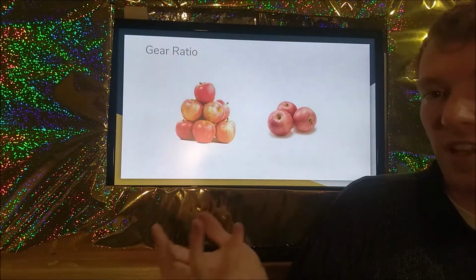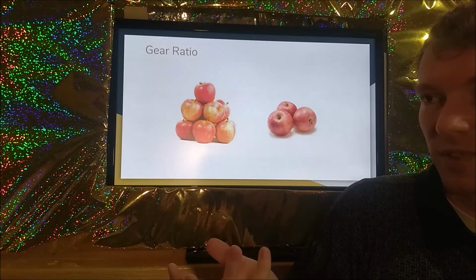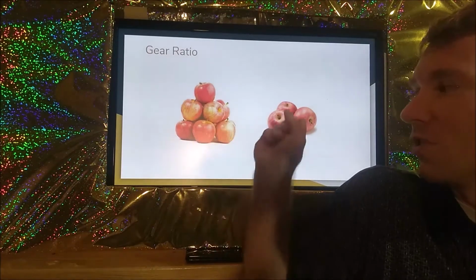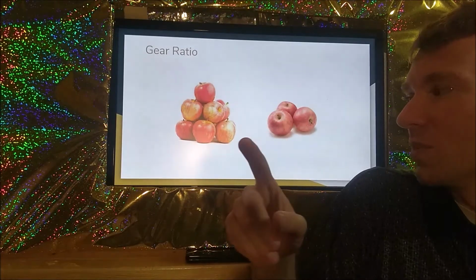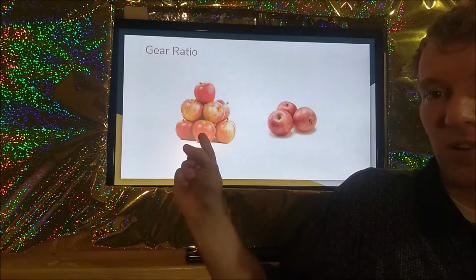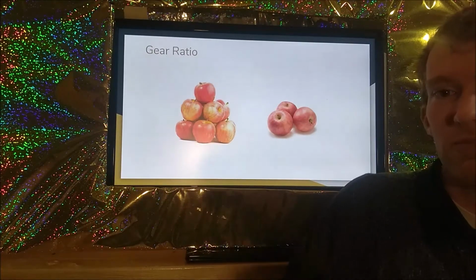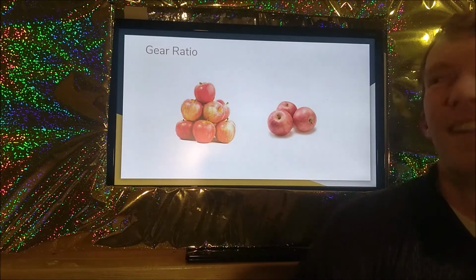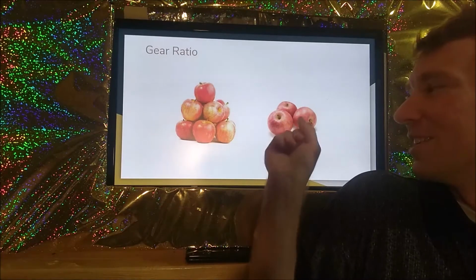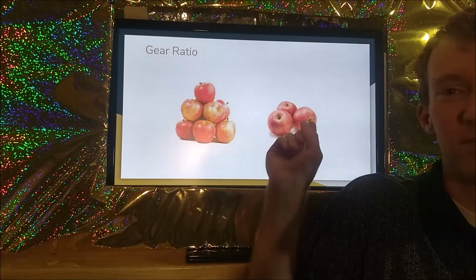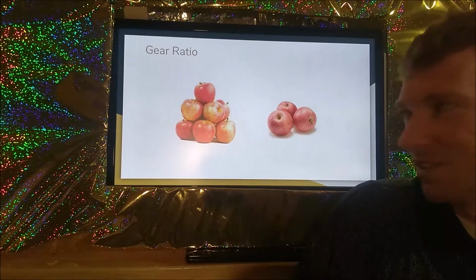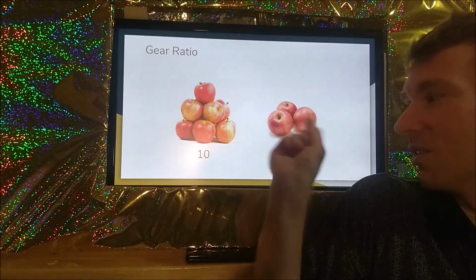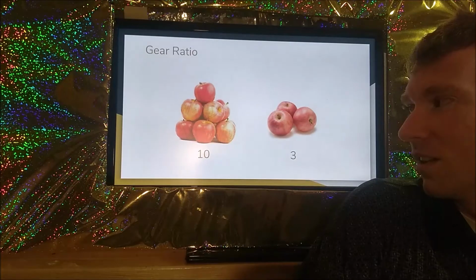But how can we tell how fast they are going? I will help you out with that. For example, here are two groups. We have group A and we have group B. How many apples do you think are in group A? 10? 8? 100? No, not 100. How many do you think are in group B? Oh, everyone says 3. Good. Yes, there are 10 apples in group A. There are 3 apples in group B.